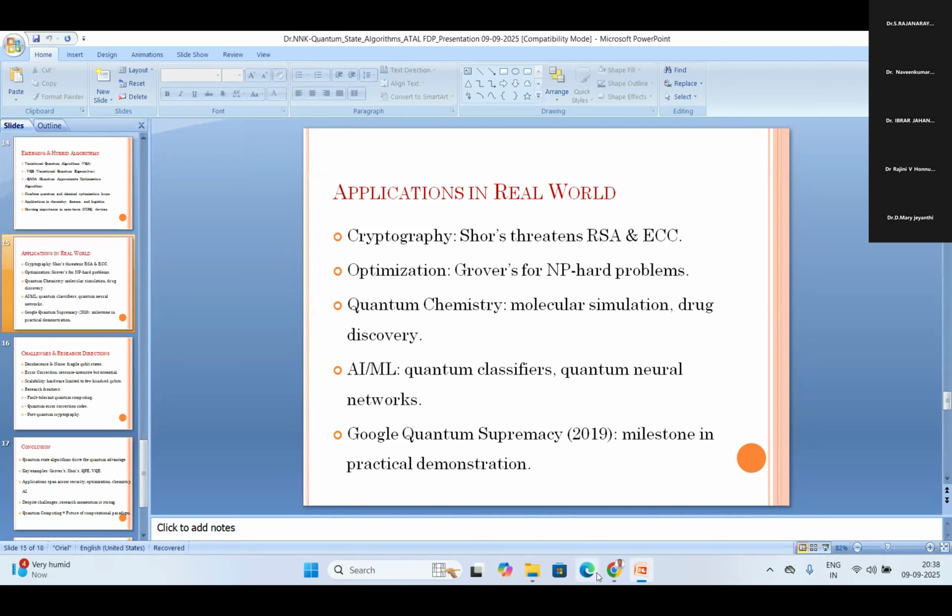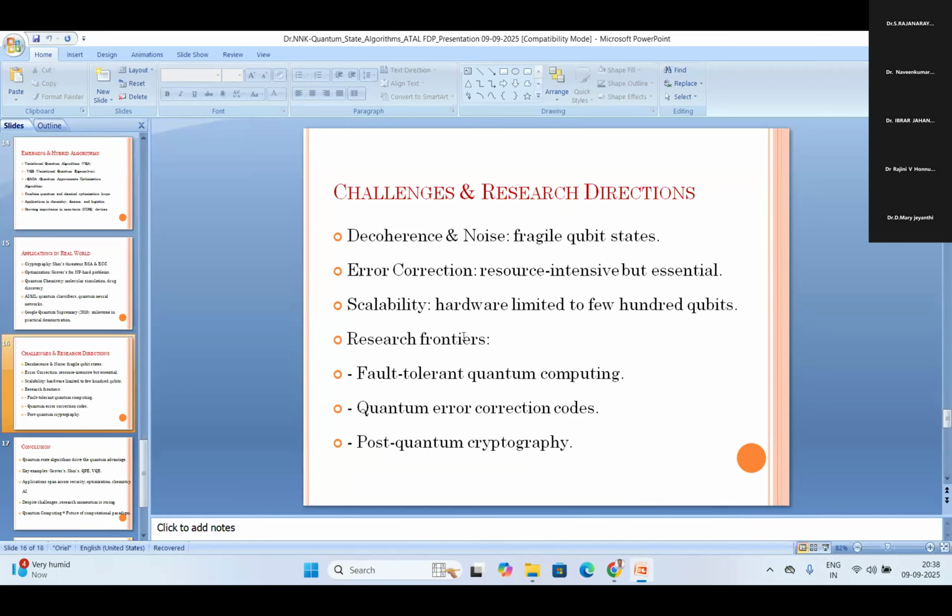Okay, then challenges and research directions. You all know this: decoherence and noise, fragile qubit states, error correction, which is resource intensive but essential. As for scalability, hardware is limited to a few hundred qubits. These are the challenges we are facing now. Then research frontiers: fault-tolerant quantum computing, quantum error correction codes, post-quantum cryptography. So these are the challenges as well as research directions, focusing on the applications.